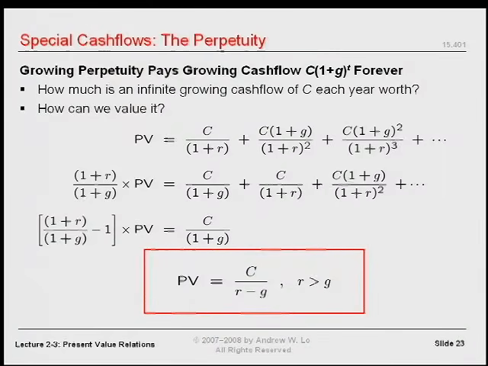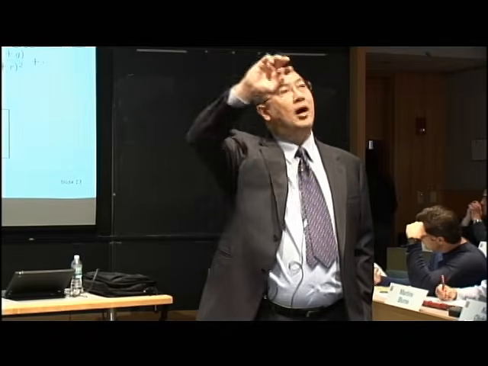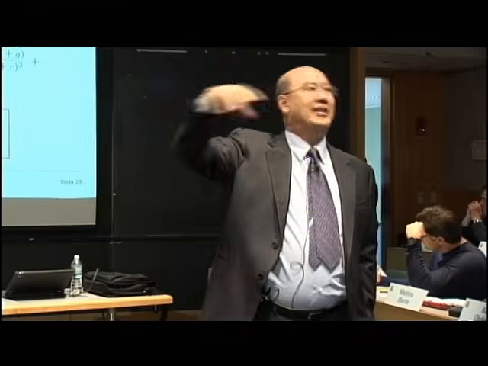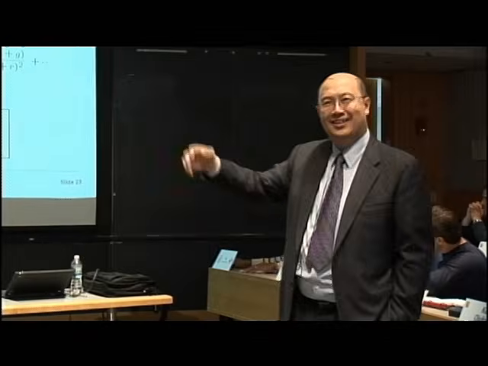In fact, let's be optimistic, and let's say that C grows. So not only am I going to pay you something forever, but that something, I'm going to let that grow by a rate of growth of G. So next year I pay you C, but the year after I'm going to pay you C multiplied by 1 plus G. So let's say G is 5%. Then next year I'll pay you $100. The year after I'll pay you $105. And the year after that I'll pay you whatever 1.05 squared is times 100, and so on.